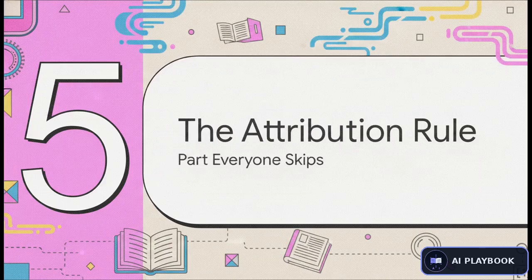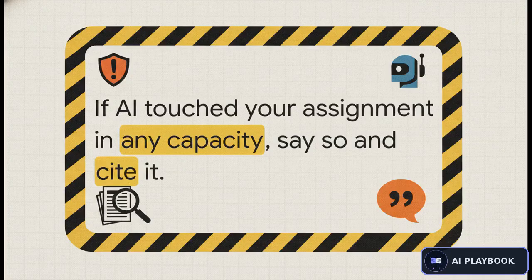Which brings us to section 5, the final attribution rule. This is the part almost everyone skips. Okay, huge warning for everyone watching this explainer right now. If AI touched your assignment in any capacity, say so and cite the tool by name.